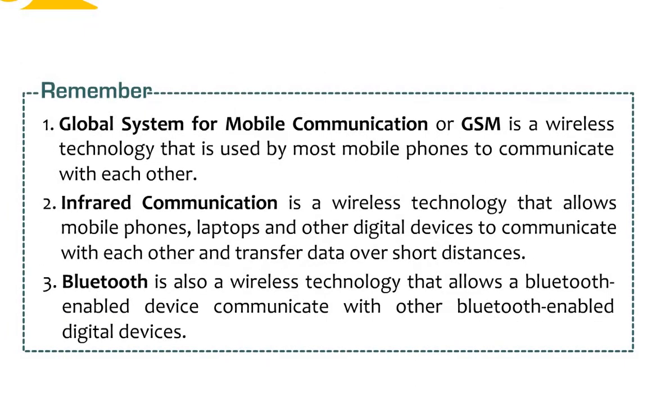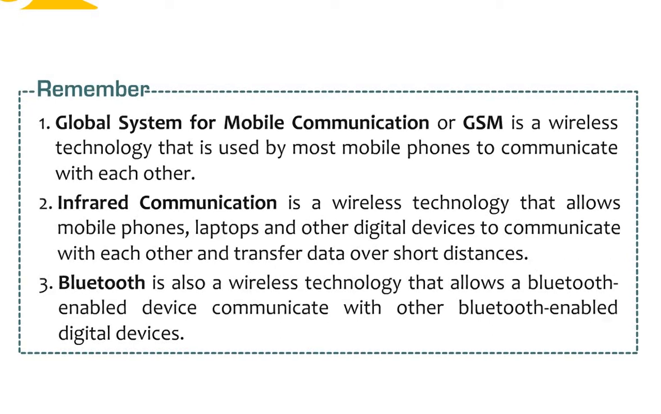Remember, Global System for Mobile Communication, or GSM, is a wireless technology that is used by most mobile phones to communicate with each other. Infrared communication is a wireless technology that allows mobile phones, laptops, and other digital devices to communicate with each other and transfer data over short distances. Bluetooth is also a wireless technology that allows a Bluetooth-enabled device to communicate with other Bluetooth-enabled digital devices.